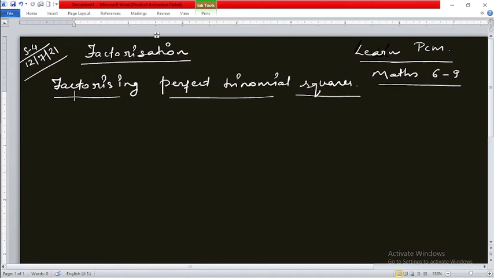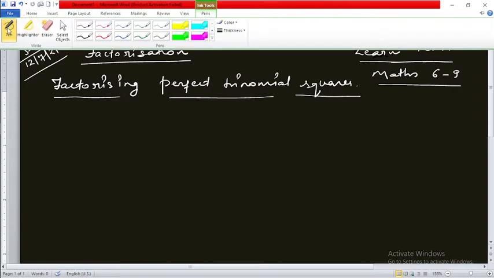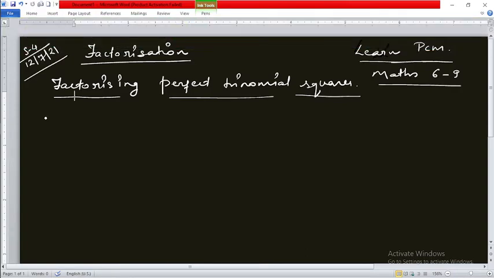So, as I promised that I'll be back with the practice questions for this topic, that is factorization of perfect trinomial square. I'm back here, and we are going to practice some of the questions related to this so that you will be able to understand all such types of questions, right?